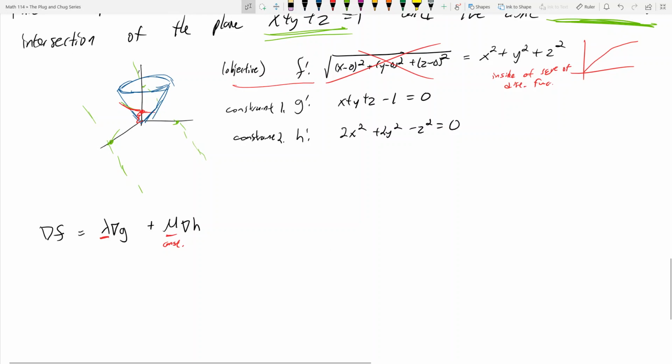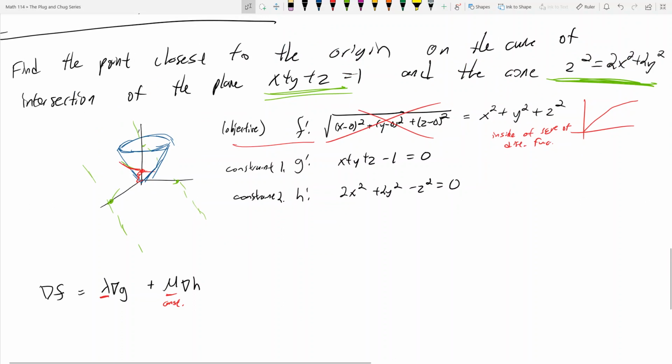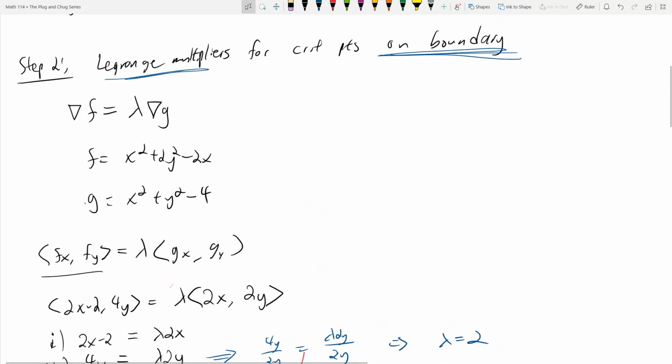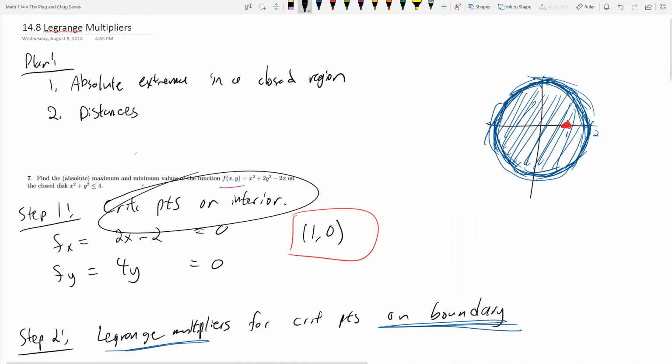So hopefully that made sense. Again, I'm only on the boundary because I'm on an intersection here. Whenever you have to find minimum or maximum distances, just jump straight to Lagrange multipliers. You don't have to worry about the stuff up here with the interior part, okay?